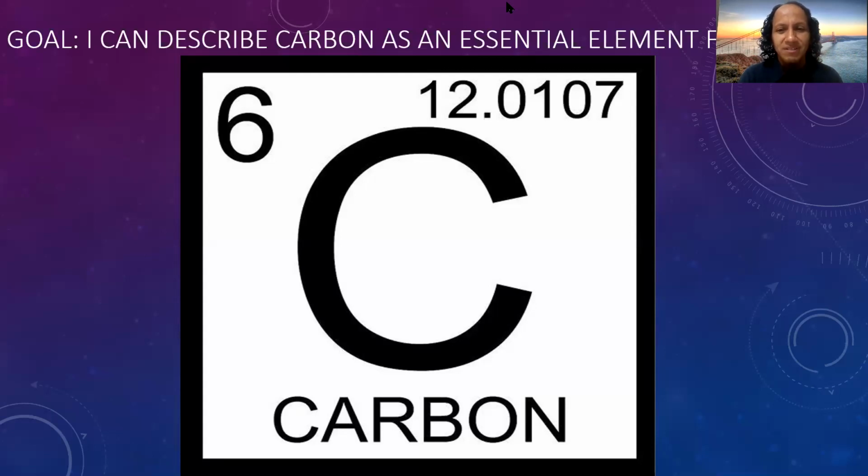As you can see at this moment on the screen, you're observing carbon, extracted from the periodic table. The atomic number for carbon is 6, and the molar mass is 12 grams, meaning 12 grams in 1 mole of carbon.